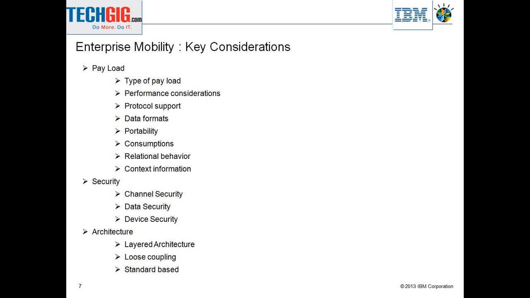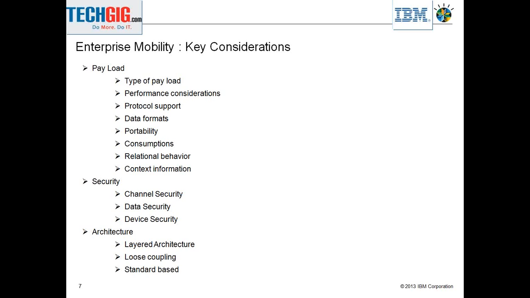A few of the points in the payload which we need to consider: first is the type of payload. That means, what is the type of data? Should I be loading just plain text, providing a JSON object, or providing an XML object? Or should I be giving ASCII or binary data? What should I really be providing? The type of payload is extremely important, and these points become a checklist for any IT implementation, which we need to fill in when we go for an enterprise mobile implementation.